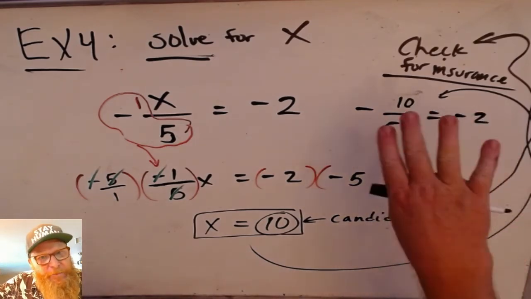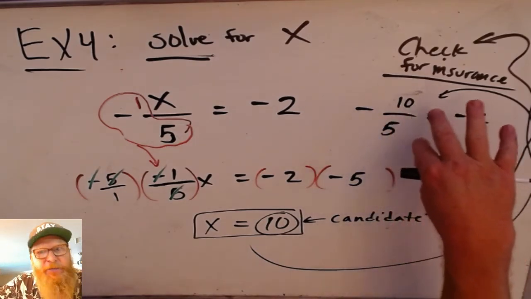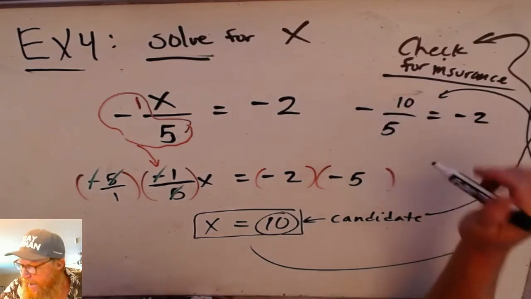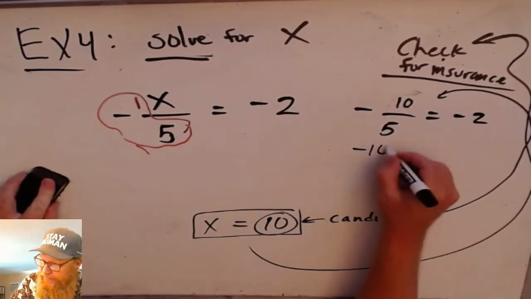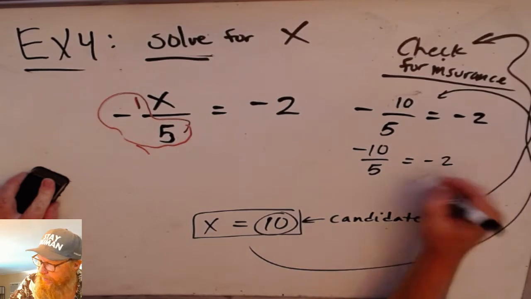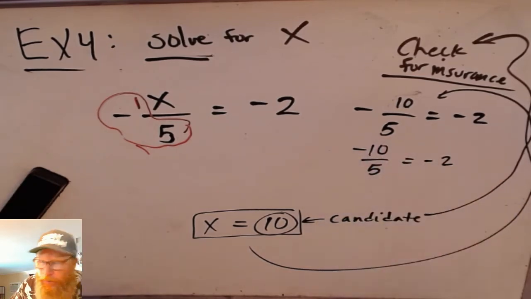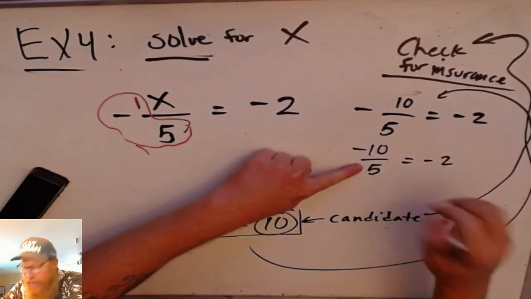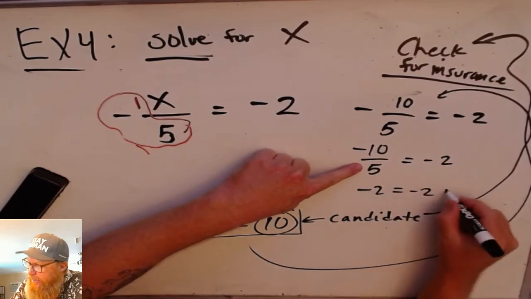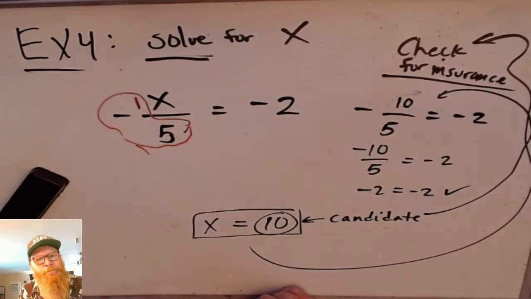But for those of you that are paying attention to detail and want to do this correctly, I'll show you the right way. So this is negative 10 divided by 5. Again, I'm not solving this, I'm just evaluating it. Negative 10 divided by 5 is, in fact, negative 2. So it checks out.